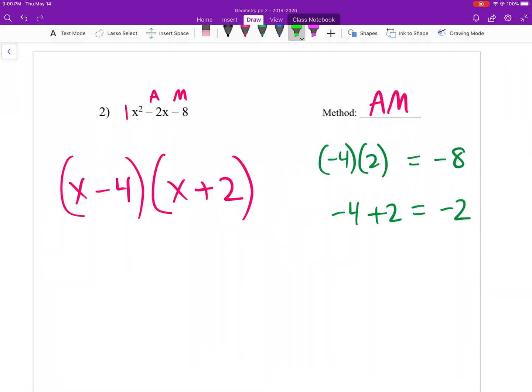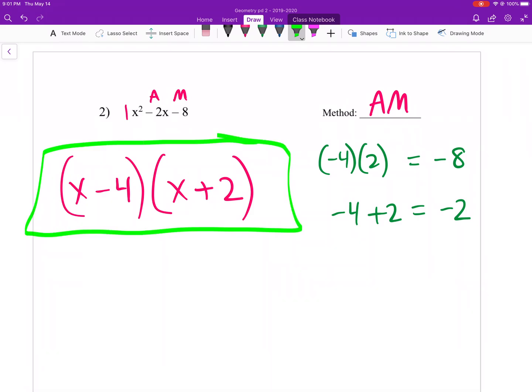How could we check our work? Remember, we could use the box method. Just multiply it out and see if it gives you the original. Or you could put the original and the factored form both into GeoGebra, and you'll see it gives you the same graph. So that was AM factoring there.